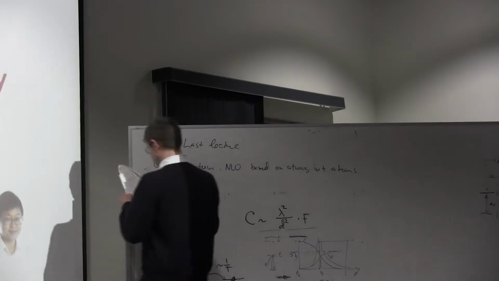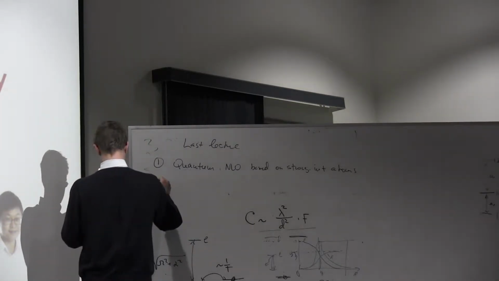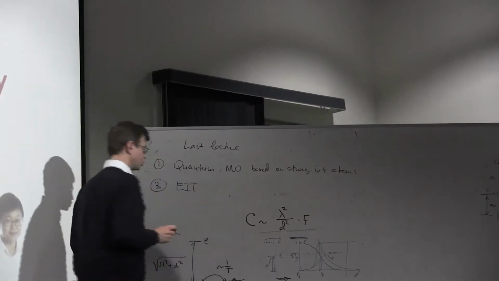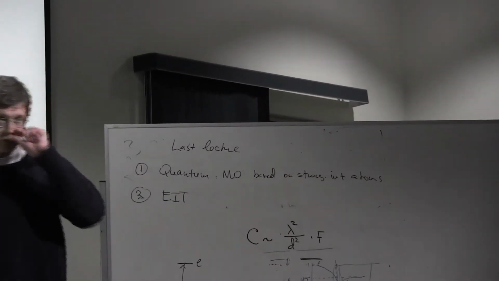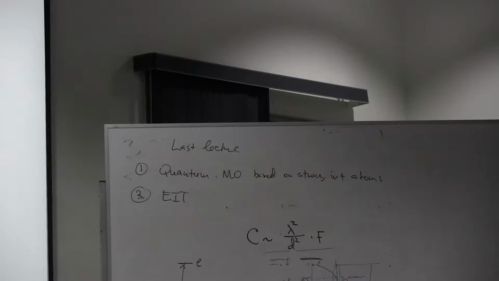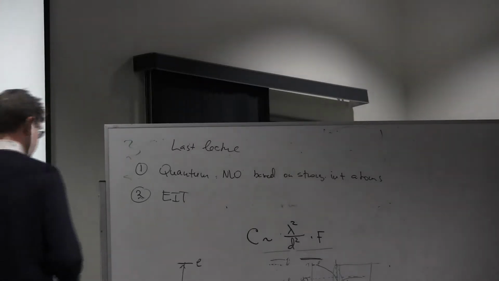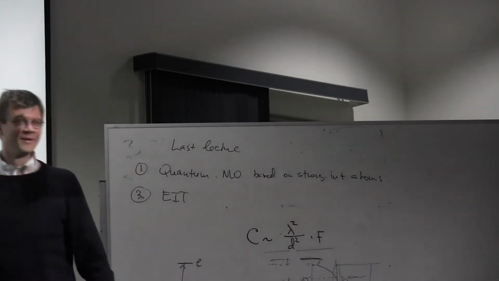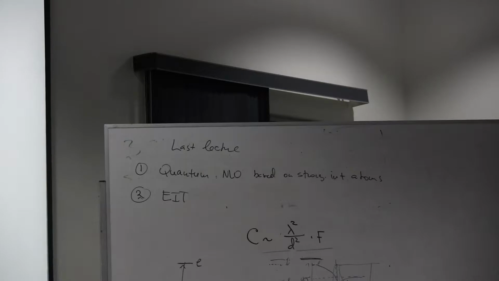And the second thing is that I discussed EIT, which we use as a tool to do these experiments, to take advantage of this strong nonlinearity induced by atom-atom interactions. And one of the things which I left for you to do is the homework. So should I ask for the homework solution, or is it too much to ask?